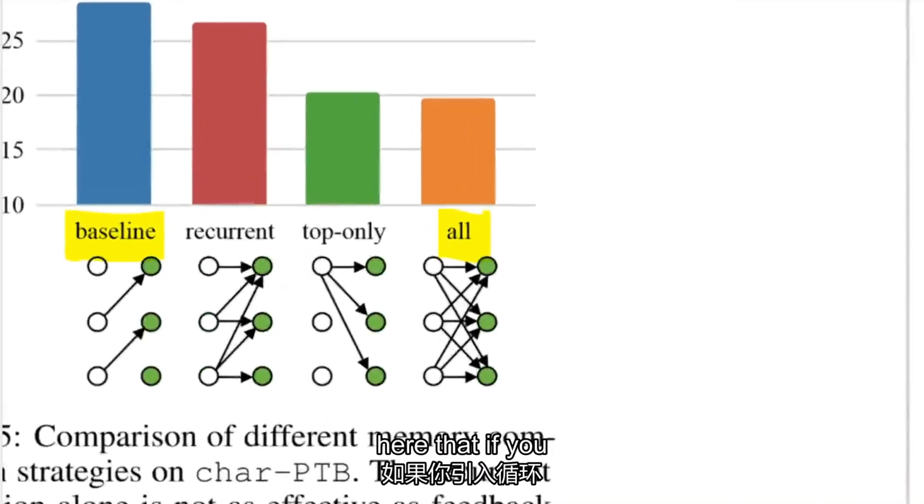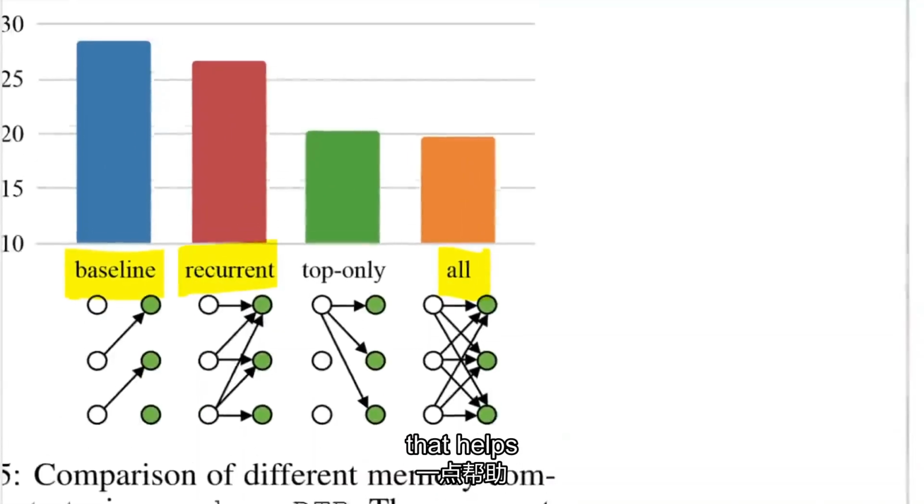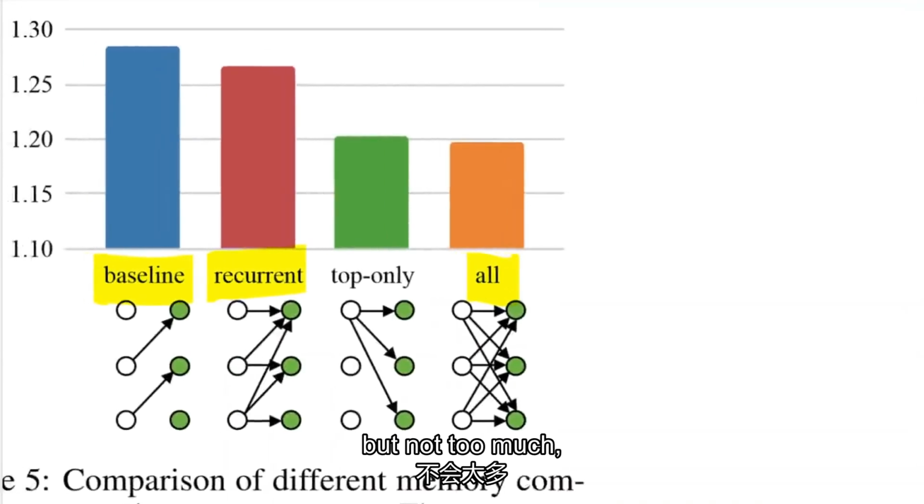They see here that if you introduce recurrent connections, that helps a little bit, but not too much, because the only thing you gain basically is this lateral connection here that you didn't have before.